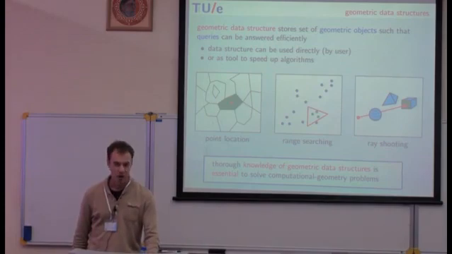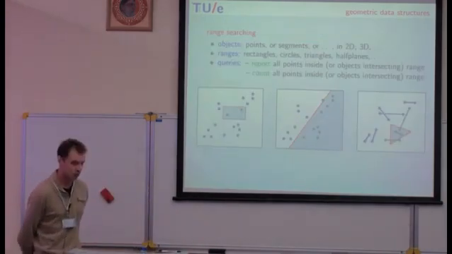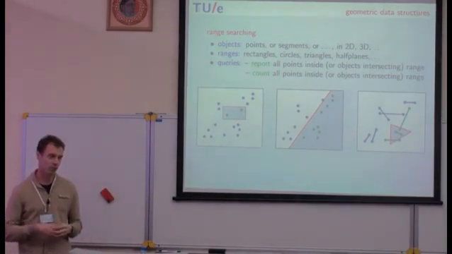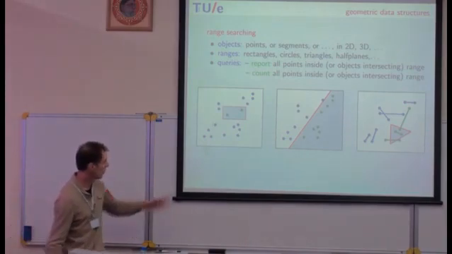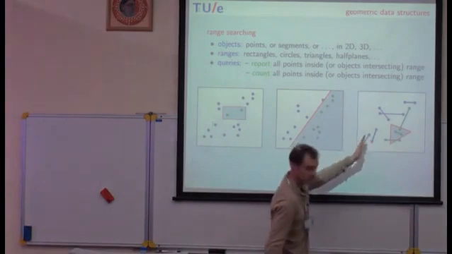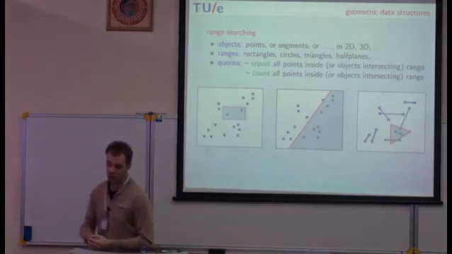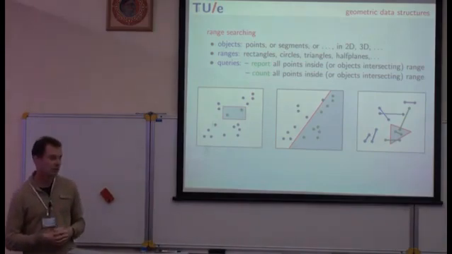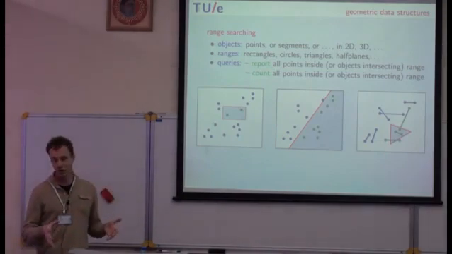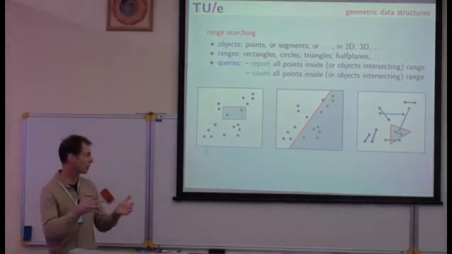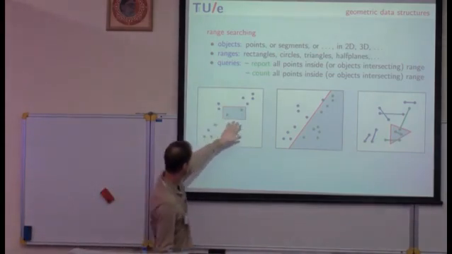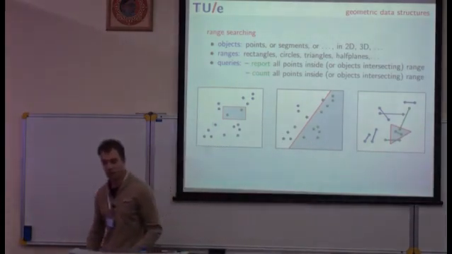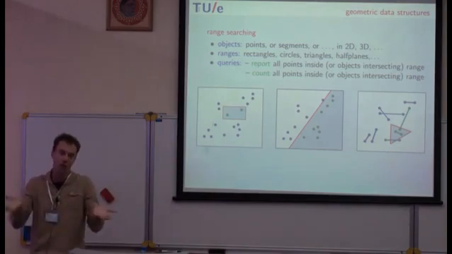So today we'll be talking mainly about range searching. In general, what's the range searching problem? You have a set of objects. Those could be points, or segments, or anything in 2 dimensions, or in 3 dimensions, or maybe even higher dimensions. Now you want to store these in a data structure such that if you come with a query range, the range could be a rectangle, or maybe a half plane, or a triangle, or a disk, or in 3D it could be a sphere.